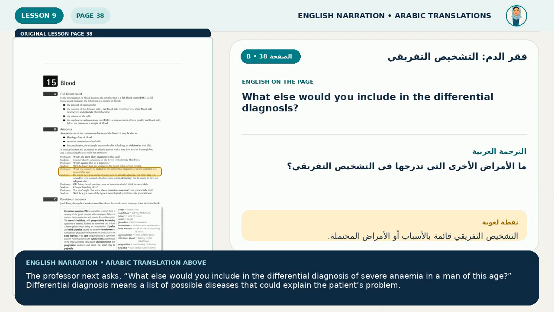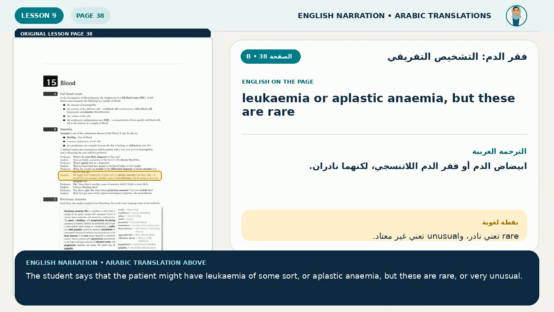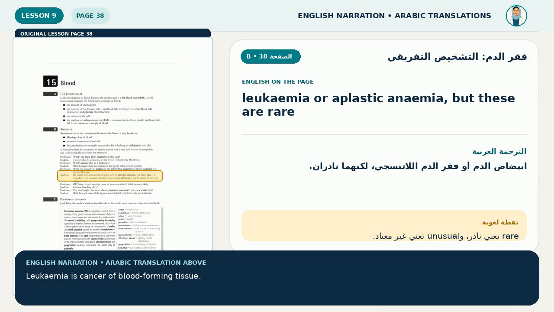The professor next asks, what else would you include in the differential diagnosis of severe anemia in a man of this age? Differential diagnosis means a list of possible diseases that could explain the patient's problem. The student says that the patient might have leukemia of some sort, or aplastic anemia, but these are rare or very unusual. Leukemia is cancer of blood-forming tissue. Aplastic anemia is a condition in which the bone marrow does not produce enough blood cells.